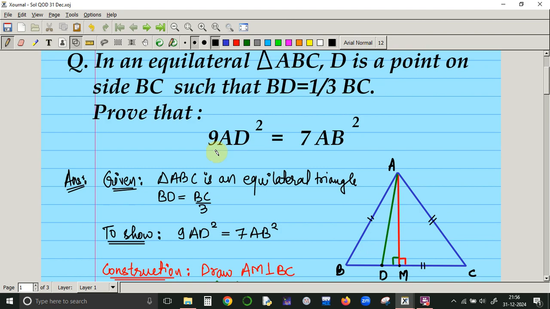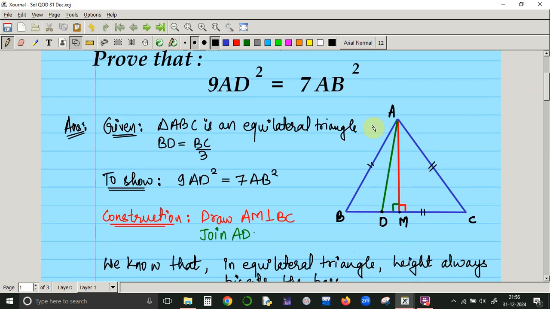This question is based on application of Pythagoras theorem, but recently this topic is not included in the NCERT. But we are solving this question because it's been asked so many times. So just look at the diagram. ABC is an equilateral triangle. So AB is equal to BC equal to AC. And D is any point on the side BC such that BD is 1/3 of full BC.